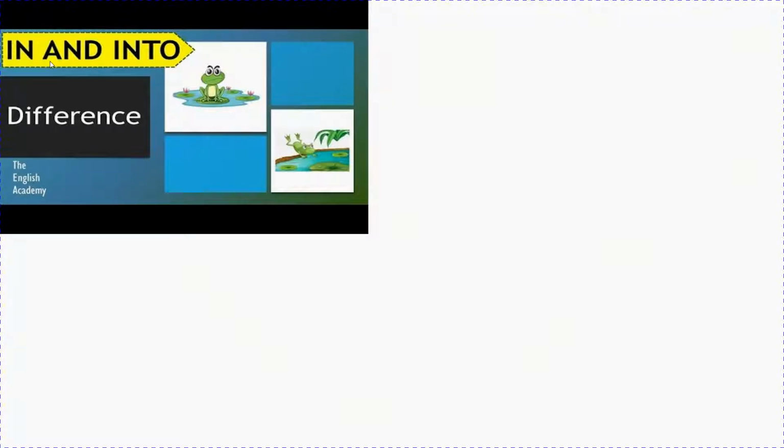In means already inside. There is no movement. For example, the frog is in the pond. But into means when there is a movement, like the frog is jumping into the pond. So in means already inside, and into means movement is there when something is going inside.